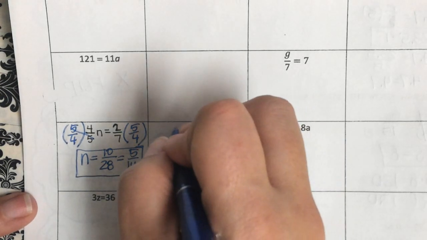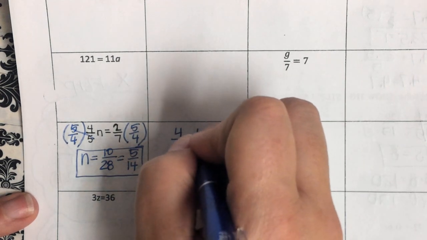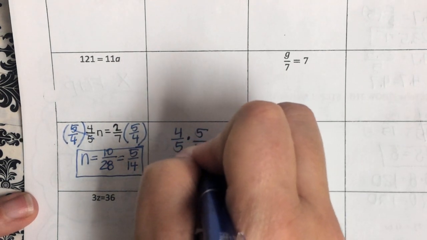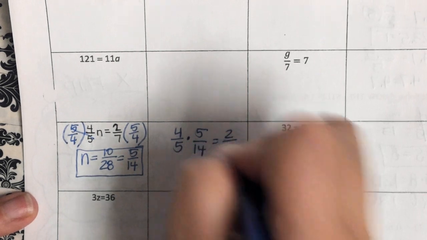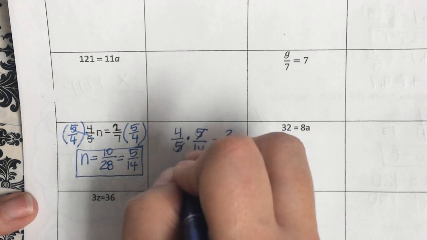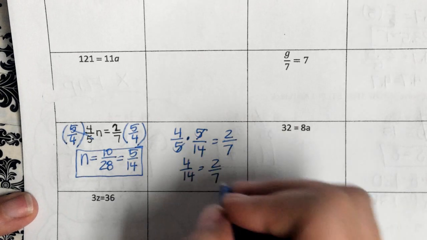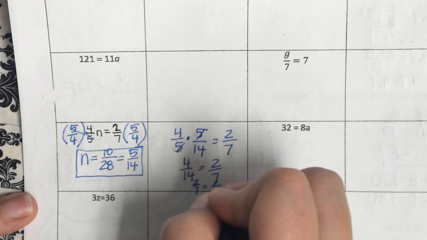All right, let's see if it works. So we got 4/5 times 5/14 is equal to 2/7. Do I have anything there to cancel to make it easier? The 5s. So then I get 4/14. Is that the same as 2/7? Yes. You betcha.